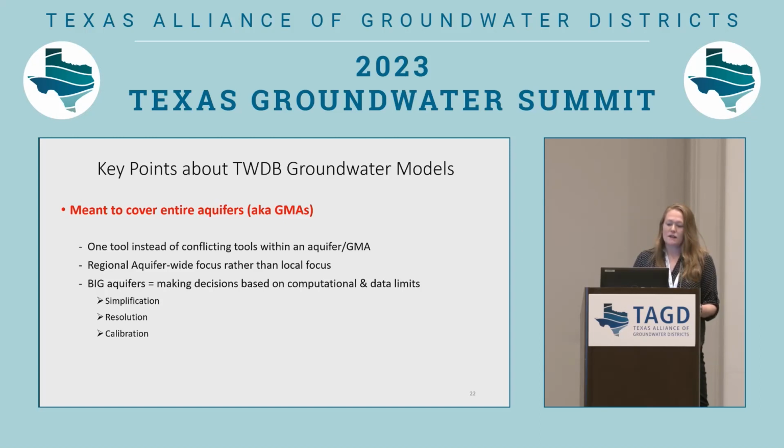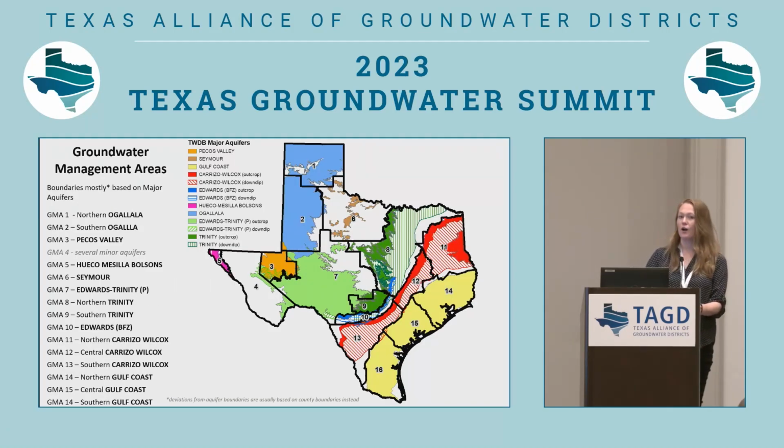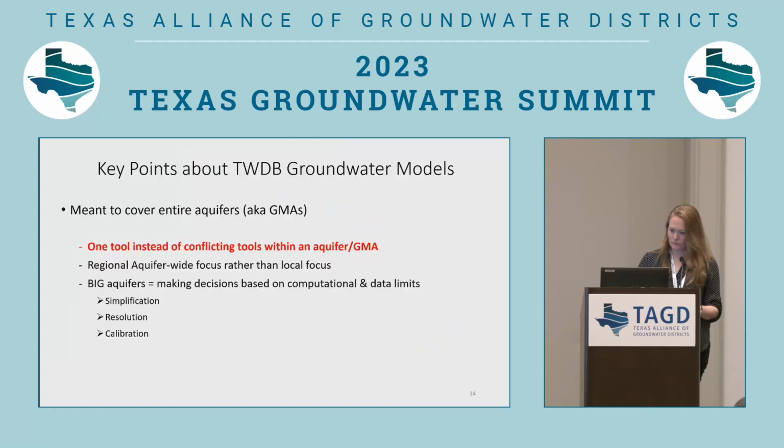Another thing about our models, they are meant to cover entire aquifers. And the reason I'm equating aquifers to GMAs is I just always like to remind people of this. Our groundwater management area boundaries are not arbitrary. They are drawn specifically to try to be as close to major aquifer boundaries as possible. So you'll notice GMA 6 is the Seymour, GMA 8 is the Northern Trinity. And the reason for this is that aquifers don't end at a county or district line. And they're one interconnected system. So if we want to talk about the aquifer as a whole, as it is, we need to have a way to do that, and we do that through the GMA system. And the regional models are meant to be one tool that can be used for the entire aquifer or GMA so that we don't have conflicting tools.